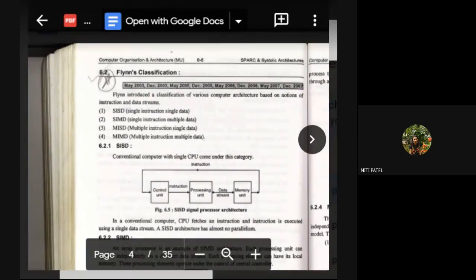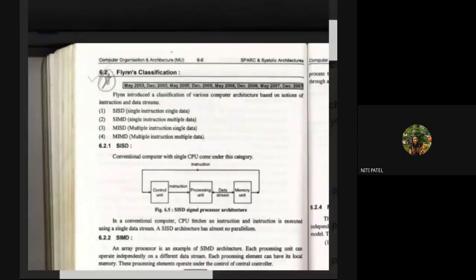So what are the four classifications that Flynn has developed? First is SISD. What does that stand for? Single instruction, single data. Second is SIMD, single instruction, multiple data. Next is MISD, multiple instruction, single data. And the last is MIMD, which is multiple instruction, multiple data. So let us see the first one, single instruction, single data.